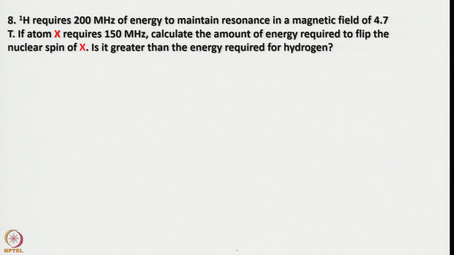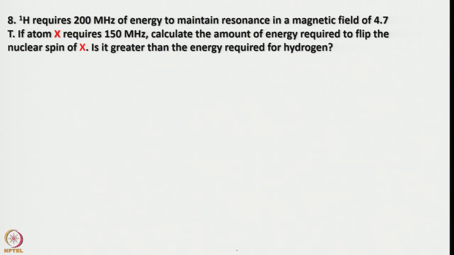1H requires 200 megahertz of energy to maintain resonance in a magnetic field of 4.7 tesla. If atom X requires 150 megahertz, calculate the amount of energy required to flip the nuclear spin of X. Is it greater than the energy required for hydrogen? So that means the 1H nucleus requires 200 megahertz of energy to undergo nuclear transition in a magnetic field of 4.7 tesla. And if atom X requires 150 megahertz, how much energy is needed for this X nucleus to undergo nuclear transition? That is the question. Is it greater than the energy required for hydrogen?